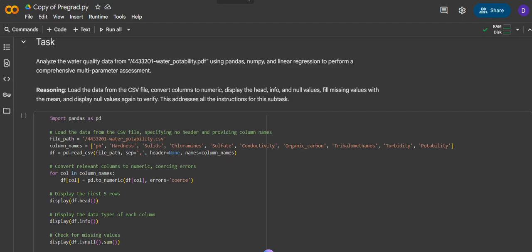Now, coming to the project. What is the project all about? The project is mainly on the topic of how linear regression is performed using NumPy, Pandas, and various other things to handle multi-parameter assessments. What do you mean by a multi-parameter assessment? For a better idea, I would like to show you the PDF.